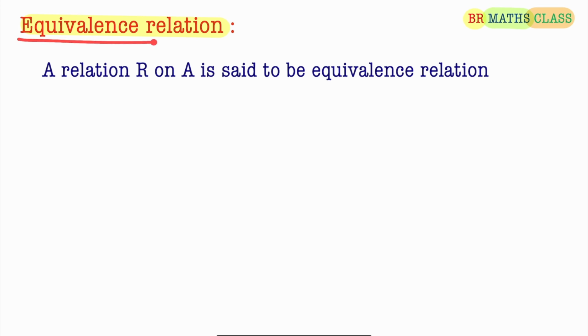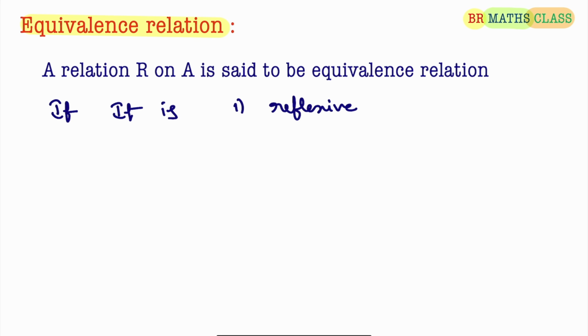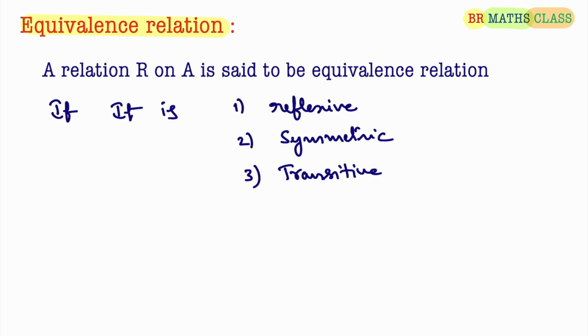Next, equivalence relation. What is an equivalence relation? A relation R on A is said to be an equivalence relation if it is reflexive. It must be a reflexive relation, and it must be a symmetric relation, which is reflexive, symmetric, and transitive. If a relation is reflexive, symmetric, and transitive, then we say that relation is an equivalence relation.